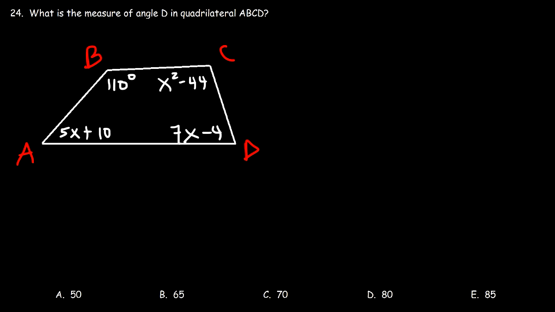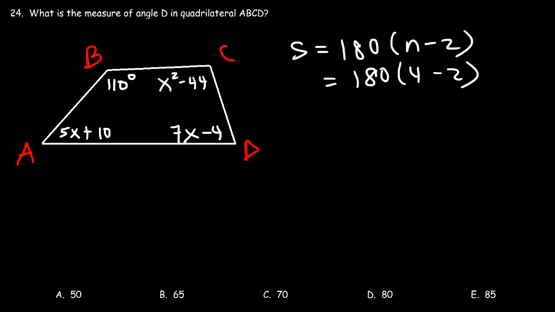24. What is the measure of angle D in quadrilateral ABCD? So first, we need to determine the sum of all of the interior angles of a quadrilateral. A quadrilateral is basically a four-sided figure. And to determine the sum of the interior angles, we can use this formula. So a quadrilateral has four sides, so n is 4. 4 minus 2 is 2. So the sum of the interior angles has to be 360.